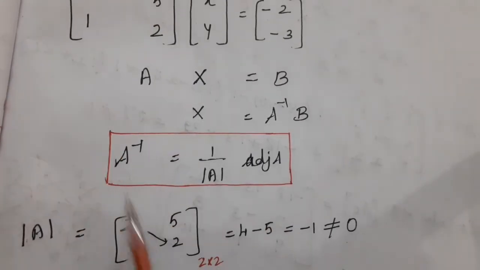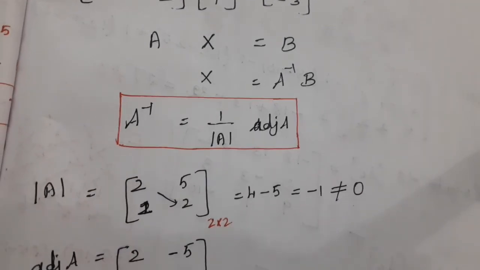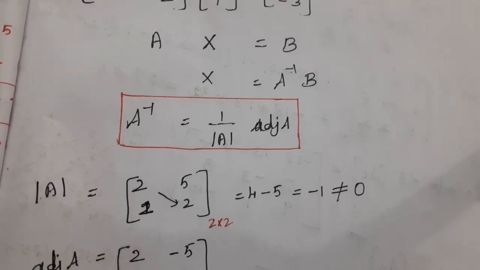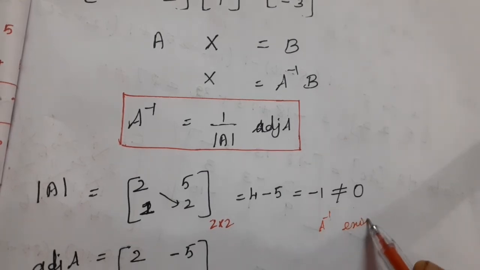Determinant of A is nothing but 2, 5, 1, 2. 2 twos are 4, 1 five is 5. 4 minus 5 equals minus 1, which is not equal to 0. So this is a non-singular matrix, so the determinant is non-zero and A inverse exists. If it becomes 0, A inverse does not exist. Since the value of the determinant of A is not equal to 0, therefore A inverse exists.